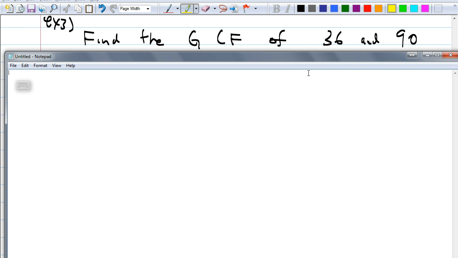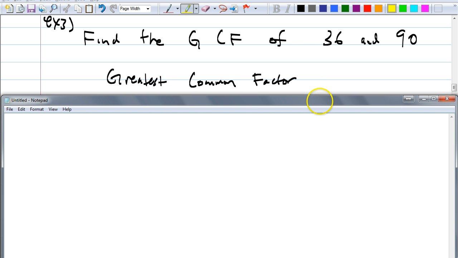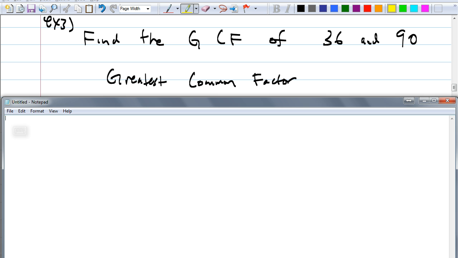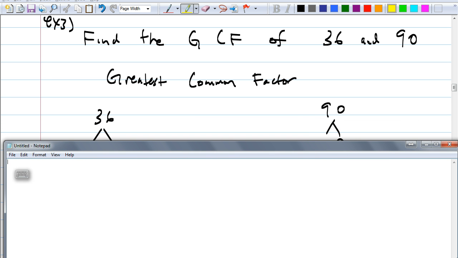So here, let's start off with something simple. I'm going to ask you to find the GCF of 36 and 90. So the first step of finding GCF, does anybody have any idea? Yeah, factor tree is correct. If you want to know for sure that you have the greatest common factor, you do a factor tree first, for each of these numbers. So do a factor tree for 36 and 90. Everybody try, go ahead. That's step 1.